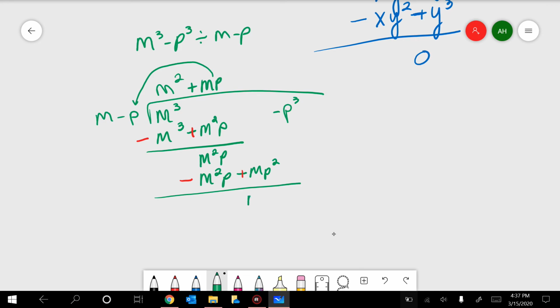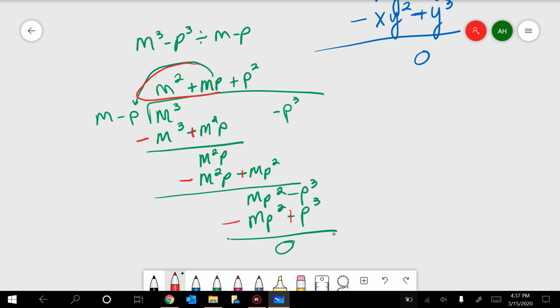Combine those, and I get an mp squared, and I'm going to be able to bring down this p cubed, because what do I multiply m by to get mp squared? I'm going to multiply it by p squared, and that's going to give me mp squared. And then when I take the p squared and multiply it by the p, that's going to give me p cubed. I'm going to subtract this, so this one's going to become positive, and the amount that I have at the bottom is 0. And so the answer to this problem is right there.